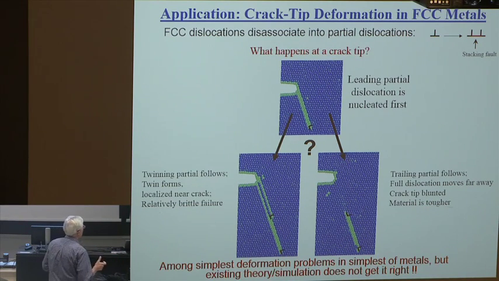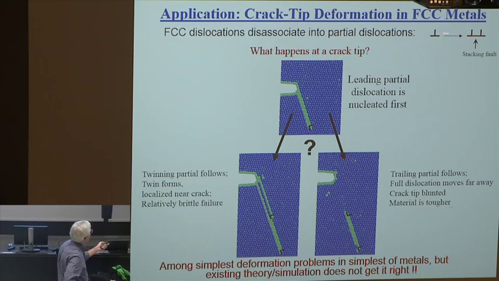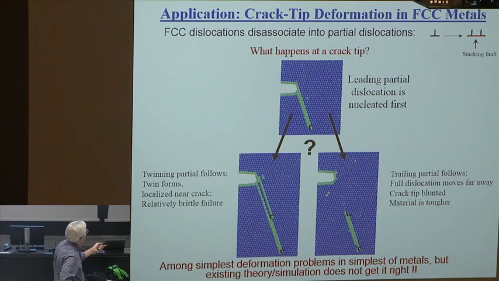So it's important: if a crack tip does not emit dislocations, the material is brittle. If it does emit dislocations, then it blunts, and you can activate far field plasticity mechanisms. So what happens at the crack tip is very important. And in FCC, if you have a normal dislocation, it splits into two parts with a little stacking fault in between.